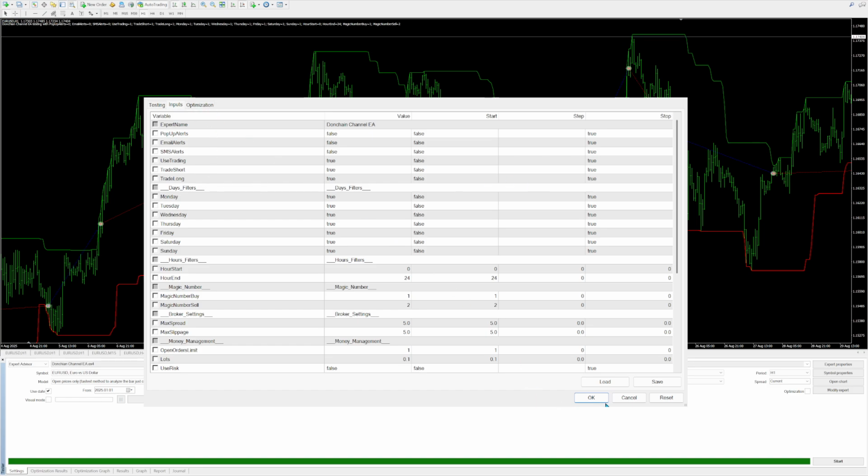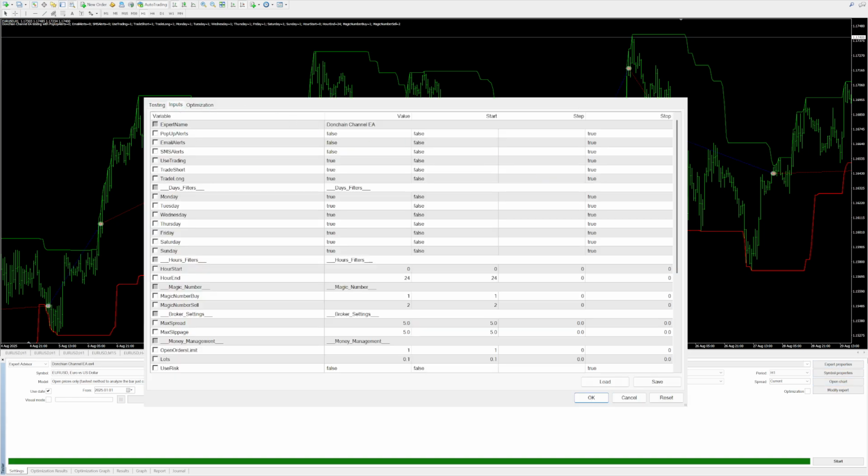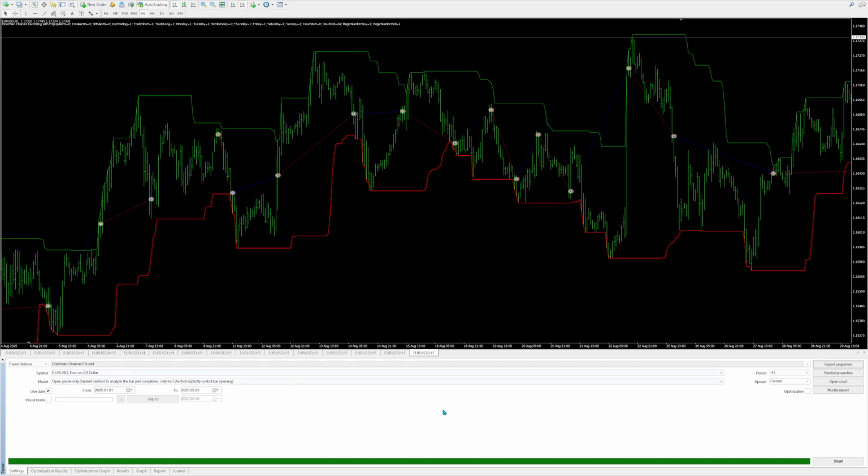I'm just going to run through now a quick optimization. So if you're not aware, optimization is when you combine various settings to try and find a good set of inputs. So we go back to the expert properties. Let me just run through this window here, strategy tester. You probably know already, but just in case, the symbol, you can choose your symbol here. So we've got the euro dollar testing model. So we're testing open prices only. This is because the EA uses open prices for the entry and exit criteria.